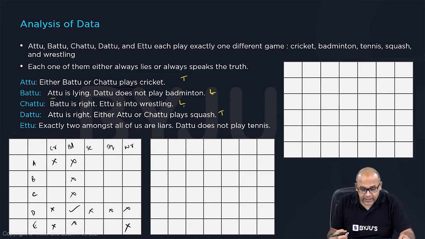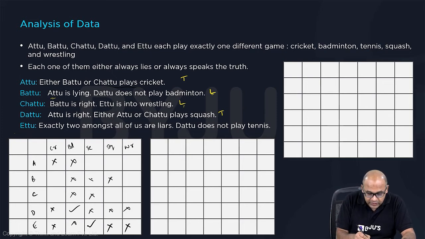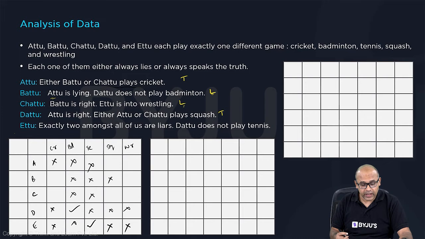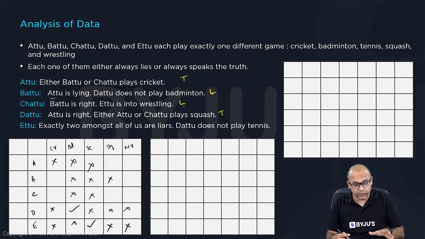And D says Attu is right. Either A or C plays squash. So squash is played by A or C, which means B is not playing squash, E is not playing squash. Therefore, E has to play tennis. So this is gone. Now we still don't know who's playing what, because A, B and C are kept open for us. Wrestling is also open for us. So we have all these possibilities.